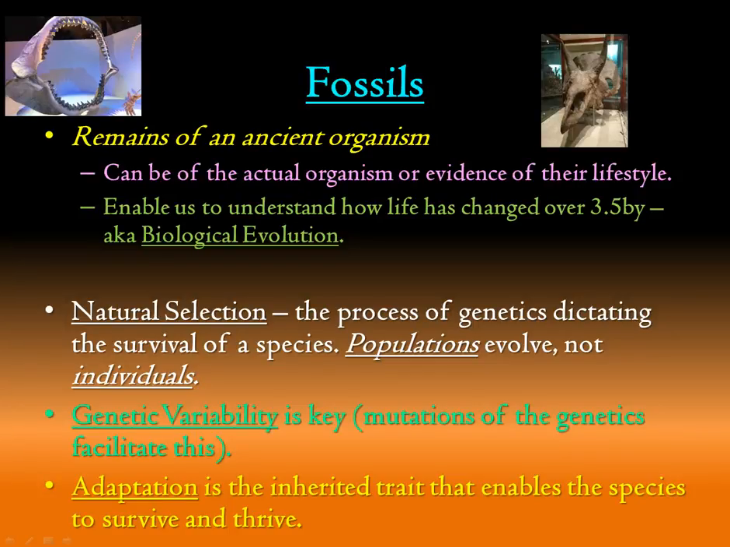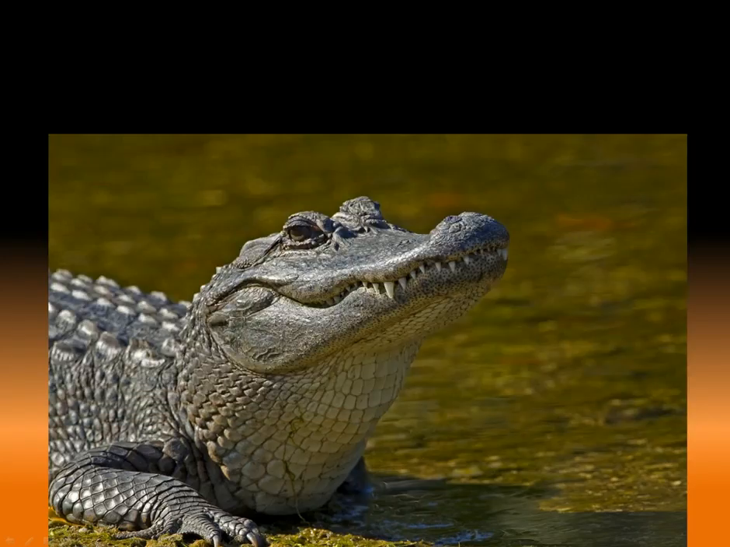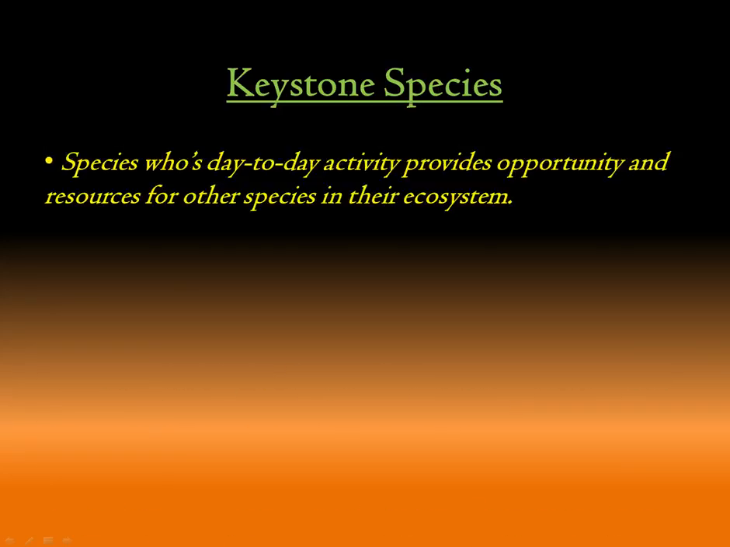And the adaptation is the trait we see in the species that enables it to survive in its particular environment. And this all, of course, is dictated by its environment. So the alligator is related to a lot of reptiles that have been around for hundreds of millions of years. Alligators are a great example of a keystone species. This is one of the terms from Chapter 4. Keystone species are a very vital species in their ecosystem. Their day-to-day activity, their niche, enables the niches and survival of other species within their ecosystem.